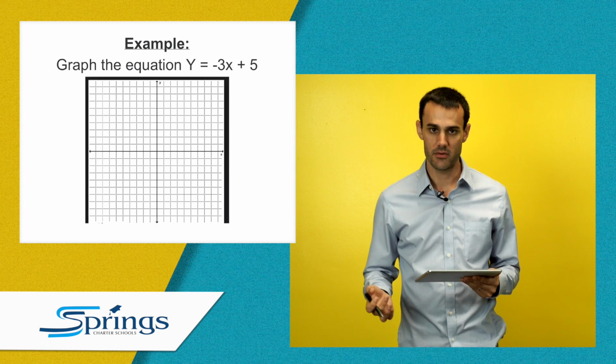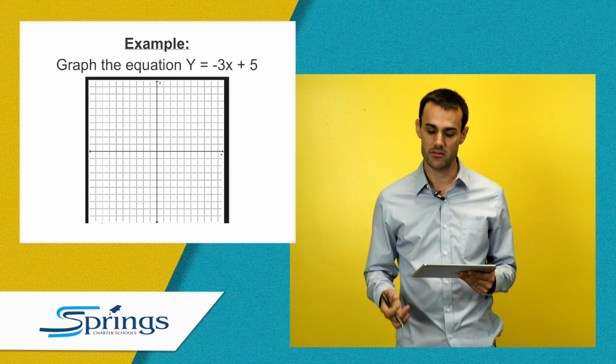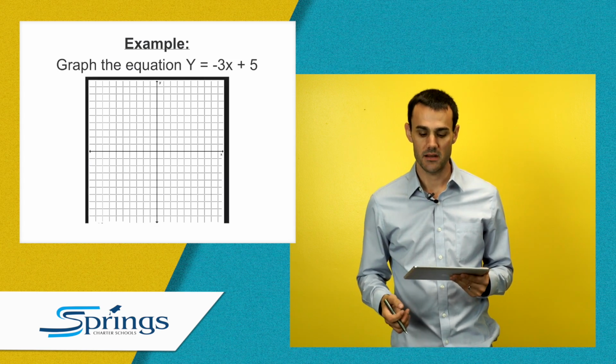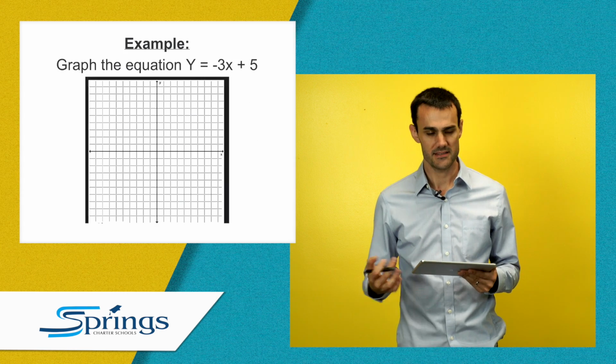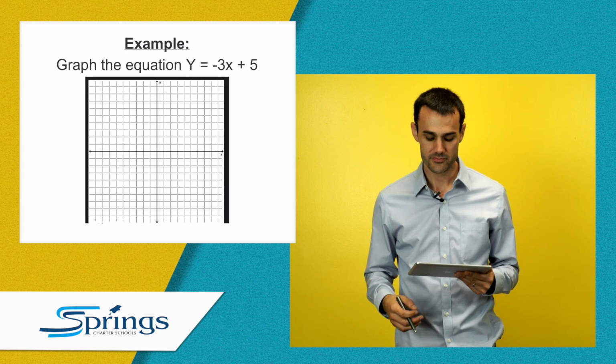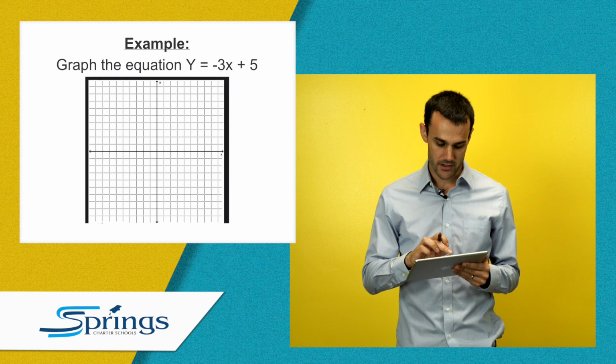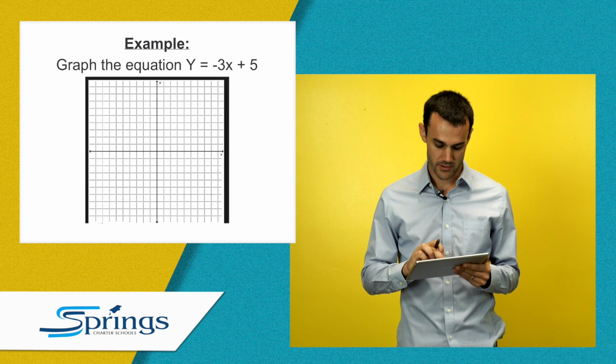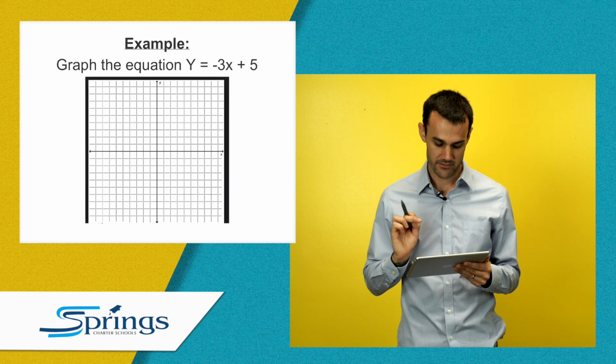Based on the information we have here, y equals negative 3x plus 5, our slope is the number in front of the x value, in this case, negative 3. And the y-intercept is positive 5. In fact, it's the same intercept from our last problem. So let's find that y-intercept. We're going to count up to 5 from the origin. 1, 2, 3, 4, 5.